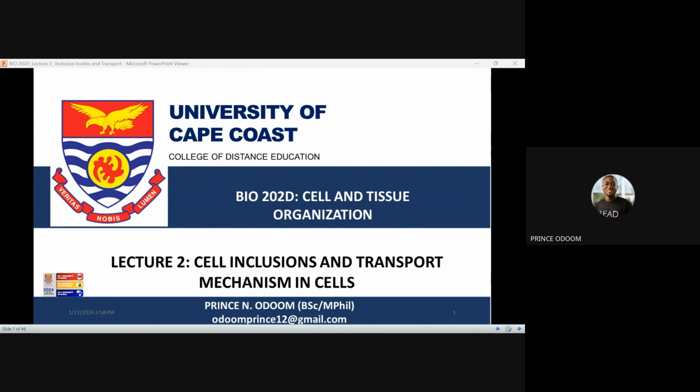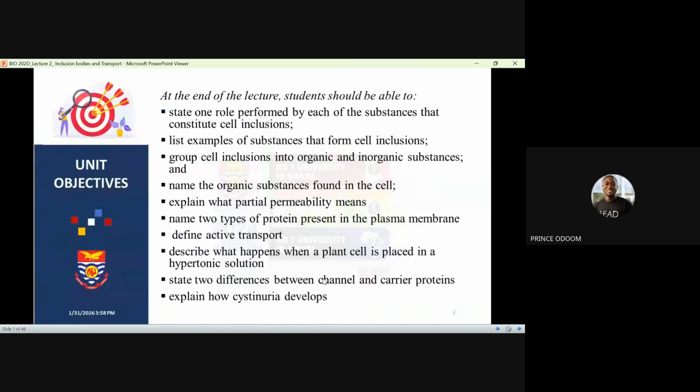So I believe that we'll be able to pay rapt attention and follow as we go. At the end of the presentation today, I expect you to be able to state one role performed by each of the substances that constitute cell inclusions. So we'll outline some components or substances.